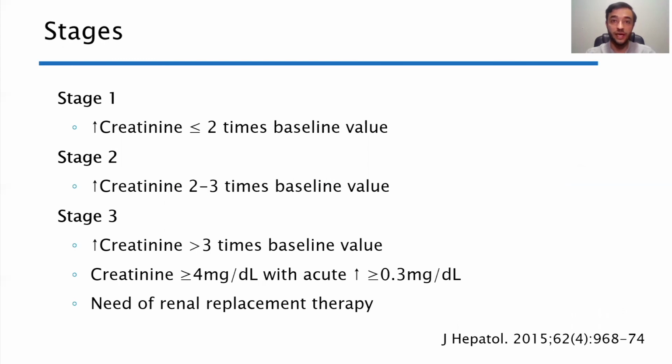AKI may be staged. Stage 1, in which the creatinine is up to 2 times the baseline value. Stage 2, creatinine between 2 and 3 times the baseline value. Or stage 3, in which we have an increase over 3 times the baseline, or a final creatinine value of 4 or more with an acute increase of at least 0.3, or the need for renal replacement therapy.